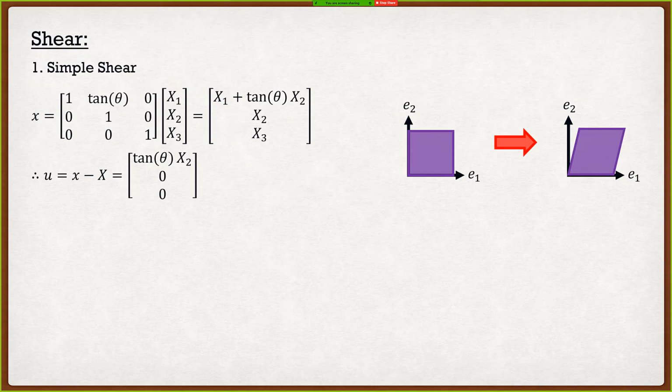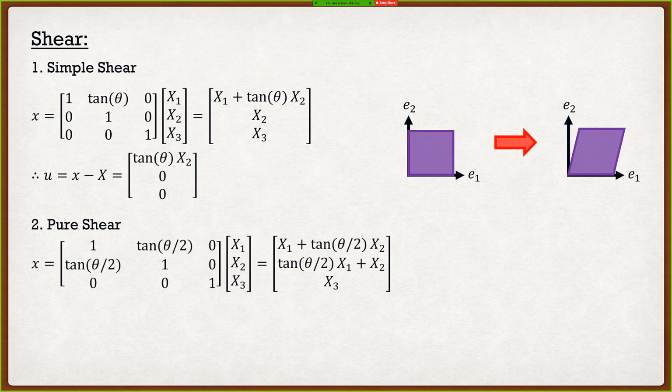All right, so that's the first case, which is simple shear, but we also have a second case called pure shear. Now, pure shear is very similar to simple shear in the fact that we're dealing with tan of theta, but instead of just having it as one component in our matrix, we actually have it as 2 components. Because of this, we get our position function x1 plus tan theta over 2 x2, tan theta over 2 x1 plus x2, and then x3. From this, we can calculate our displacement function as simply tan theta over 2 x2, tan theta over 2 x1, as well as 0.